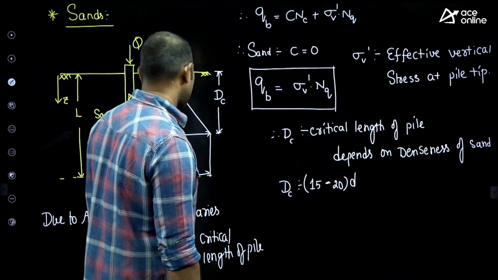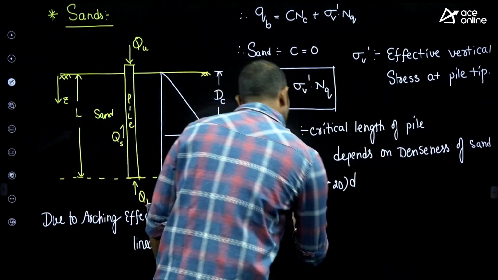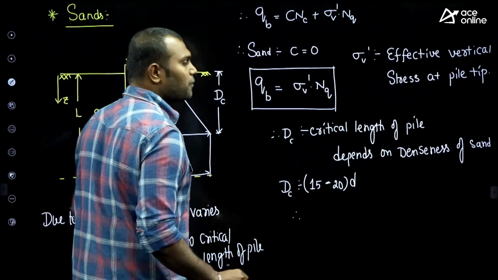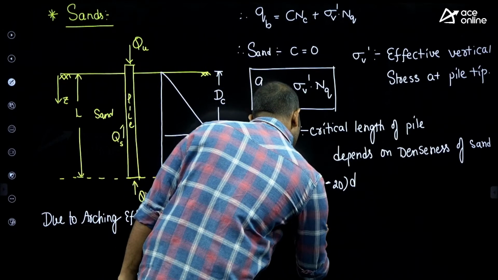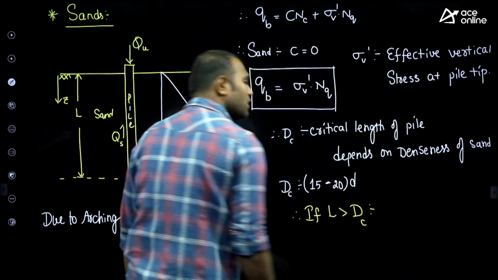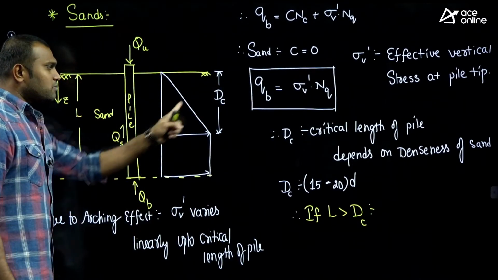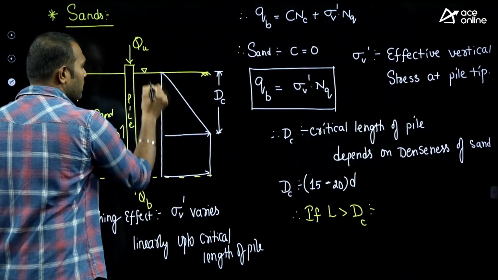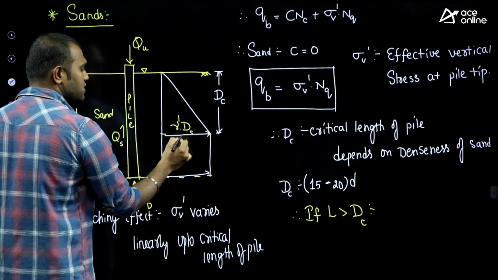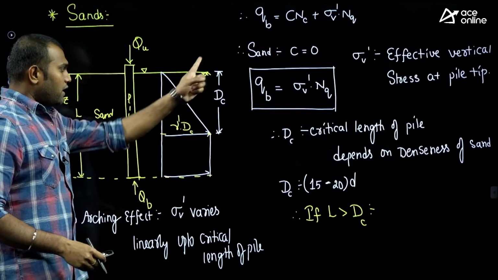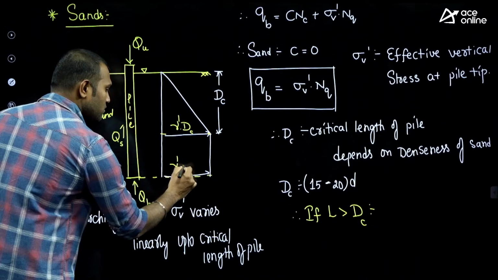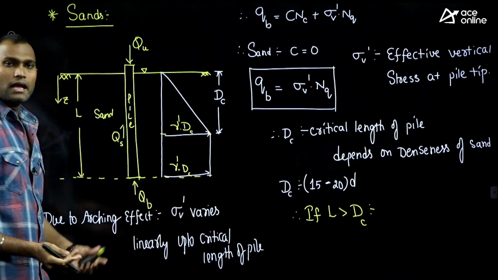Suppose the length of the pile is more than the critical length of the pile, and there is a water table over here. Then up to this point the stress varies linearly, which is nothing but gamma dash into Dc, and beyond this point also it is gamma dash into Dc.